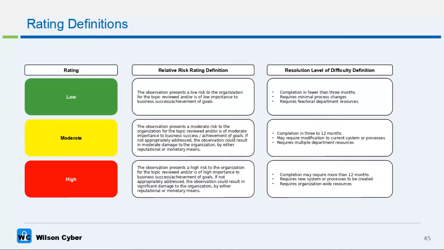And the way we look at this, our rating descriptions are low if there's low risk to the organization, moderate if there's a moderate risk to the organization, moderate importance to business, and then high if it's a high risk to the organization, high importance to the business, and if not appropriately addressed, the observation could result in significant damage. The low risk things, we're going to look to complete resolution in fewer than 3 months. Moderate, 3 to 12 months. And the high may require more than 12 months because it's a major impact.